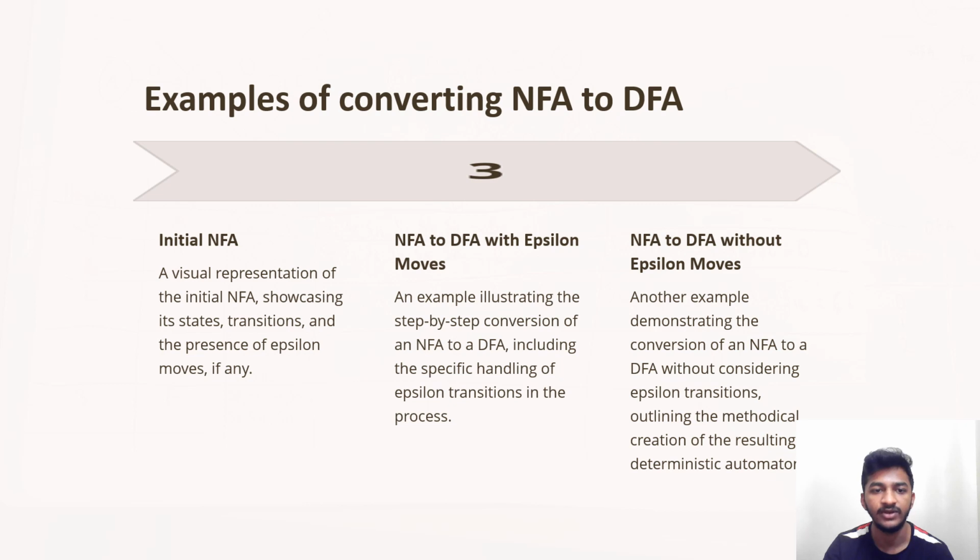Examples of converting NFA to DFA. Initial NFA: a visual representation of the initial NFA showcasing its states, transitions, and the presence of epsilon naught moves, if any. NFA to DFA with epsilon naught moves: an example illustrating the step-by-step conversion of an NFA to a DFA, including the specific handling of the epsilon naught transitions in the process. NFA to DFA without epsilon naught moves: another example demonstrating the conversion of an NFA to a DFA without considering epsilon naught transitions, outlining the methodical creation of the resulting deterministic automaton.